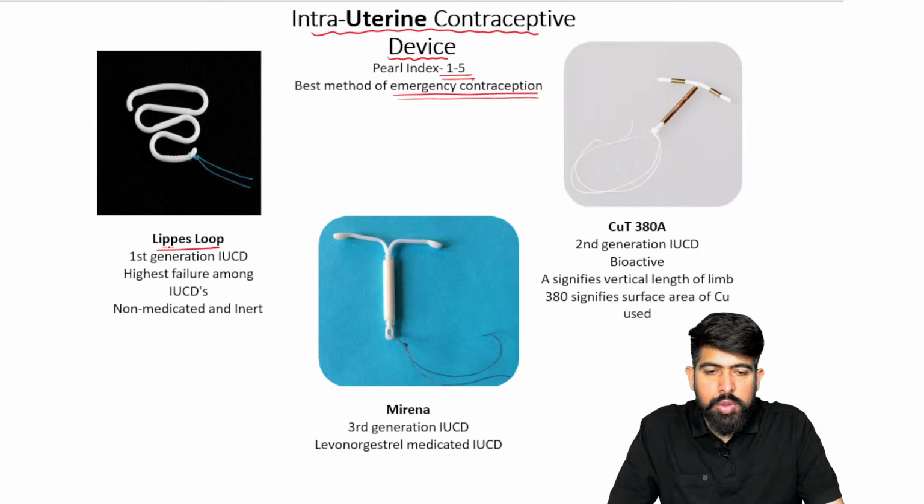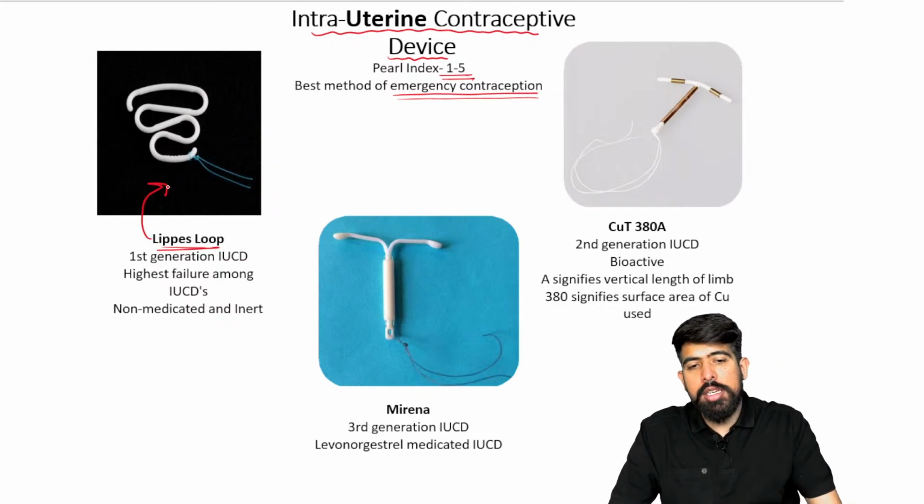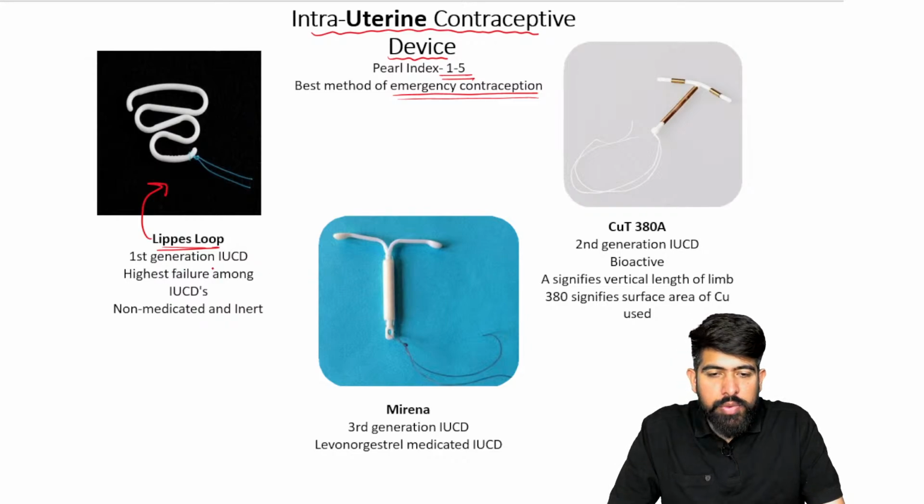We have the first, which is known as the Lippes loop. Please check this image. There are different loops. This is known as the first generation IUCD, the Lippes loop, and it has the highest failure rate among the IUCDs. And this is non-medicated and inert.